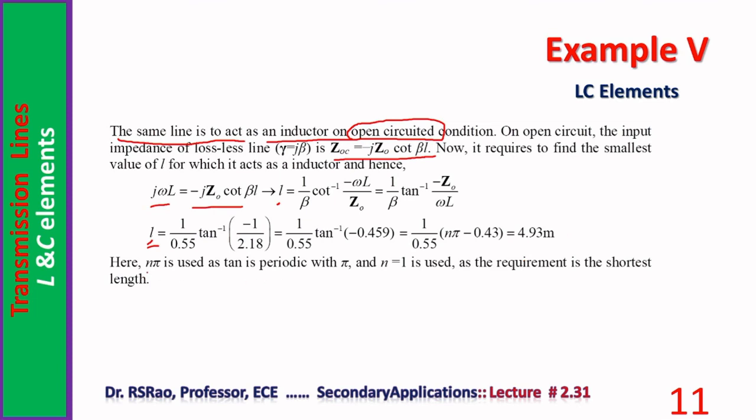As usual, n pi is used as tan is periodic. n equal to 1 is used as the requirement is the shortest length. Earlier we used n equal to 0. But if you use n equal to 0 here, what happens? L comes out to be negative. Negative lengths of lines cannot be realized. So depending upon the situation, you have to give an appropriate value for n.